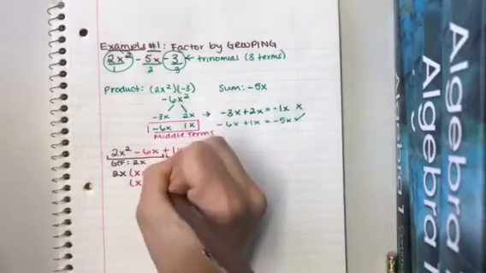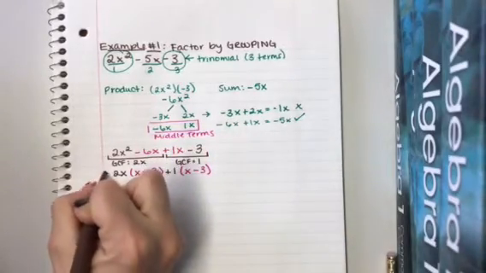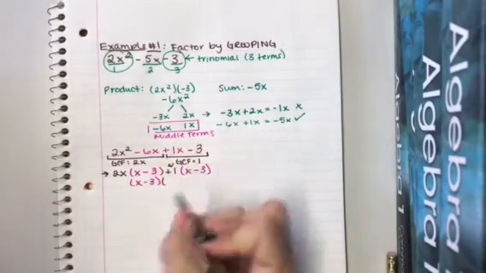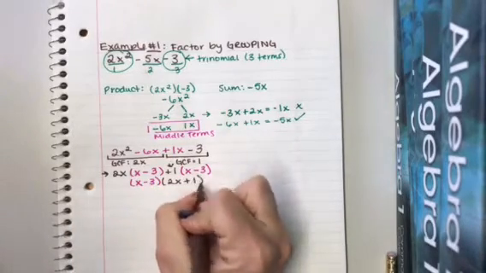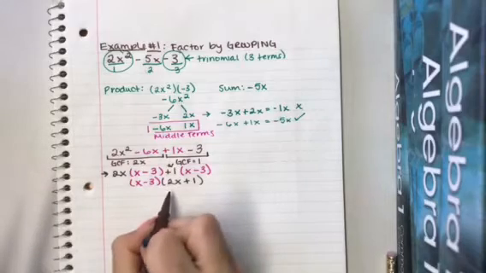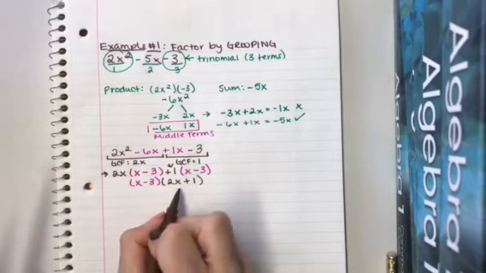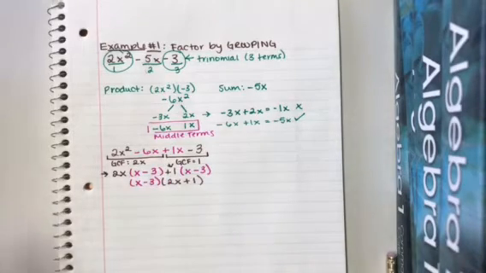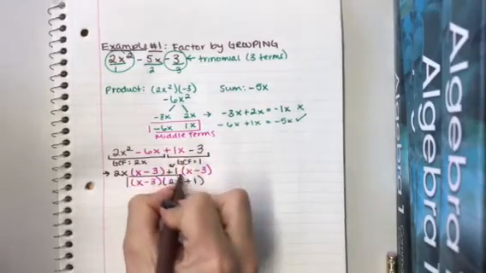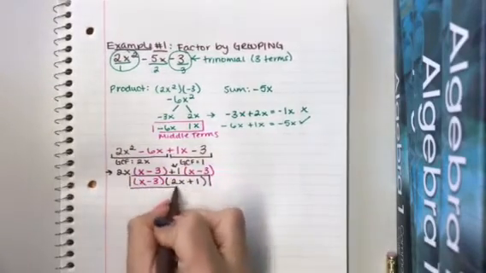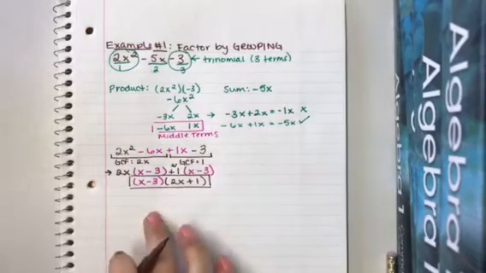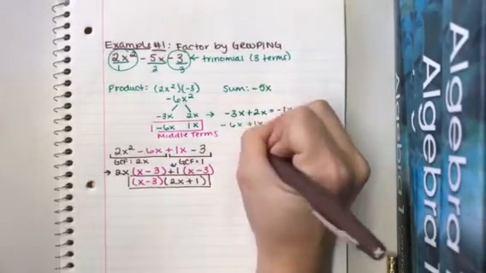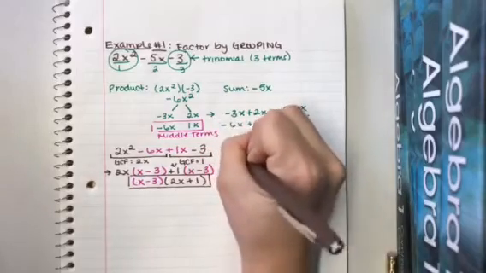My second factor is going to be made up of my two greatest common factors. So I take 2x plus 1, and I put it together to make my second set of parentheses. This is now the factored form of my original trinomial. And what I can do to check this is I can move it over and do distribution, right?